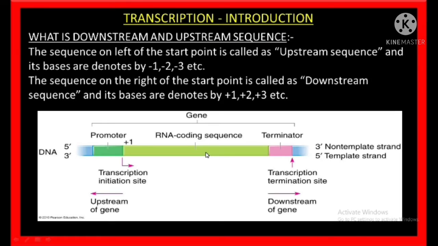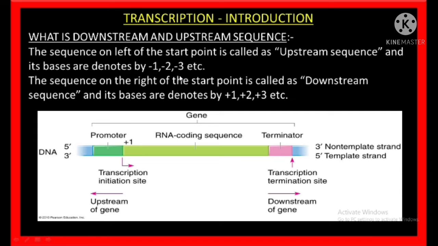Now we will talk about the downstream and upstream sequence. The sequence on the left of the start point is called the upstream sequence, and it is denoted by -1, -2, -3. So this is the start point, and the left portion of the start point is called the upstream sequence. Upstream sequences are denoted by a minus sign, and -1 is -1 base pair, -2 is -2 base pair, -3 is -3 base pair.